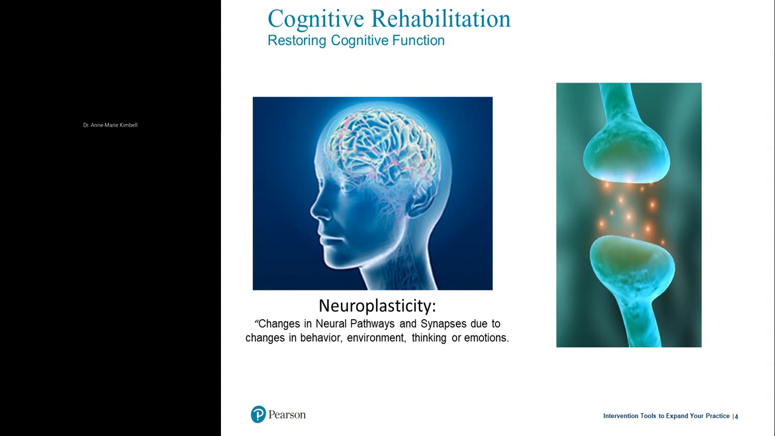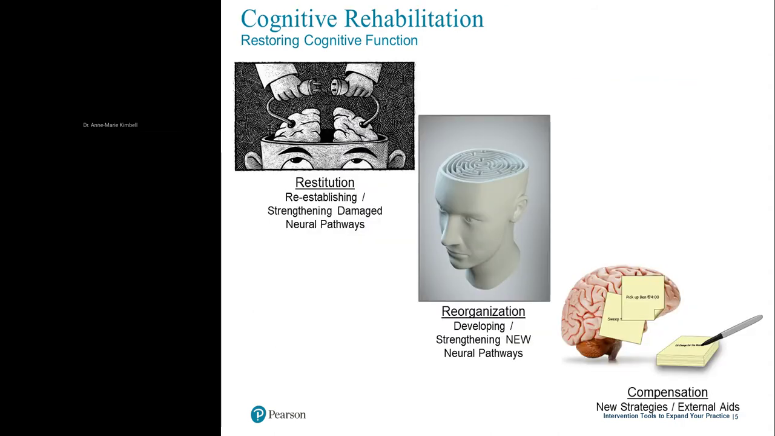But in the last few decades, researchers have shown that the brain's physical structures and functional organization can and does change in adults. This concept is called neuroplasticity. It's the brain's ability to remold and rewire itself. Neuroplasticity is a response to changes in behavior, environment, thinking, or emotions, and a key to this restructuring is repetition. So let's talk about ways in which cognitive functions are restored.